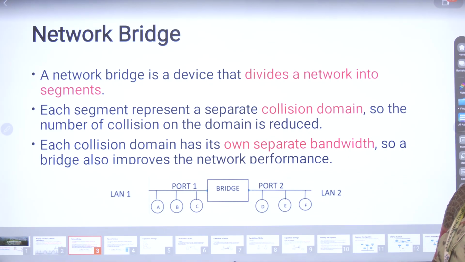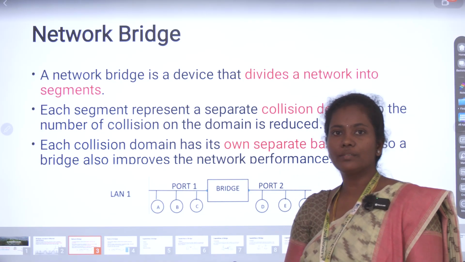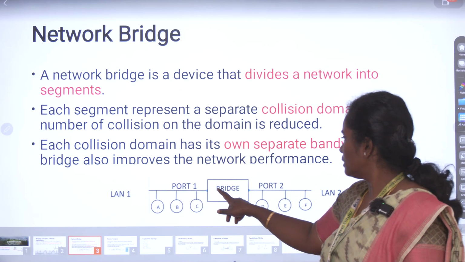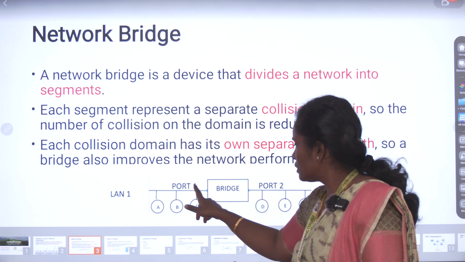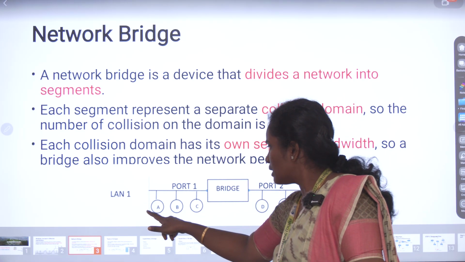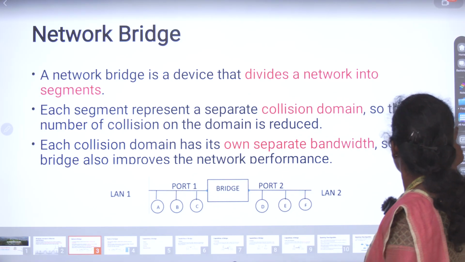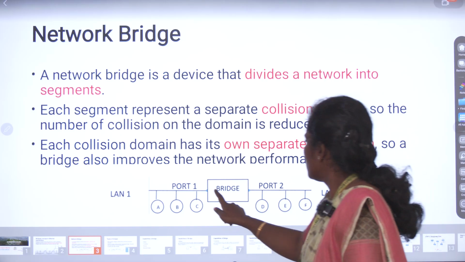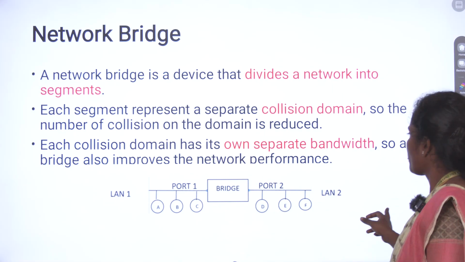Next, we'll see about the network bridge. A network bridge is a device that divides the network into segments. For example, here the bridge contains port 1 and port 2. Port 1 is connected to the LAN, which contains host machines A, B, C. These machines we can say form a segment. This increases the performance by reducing the collisions.